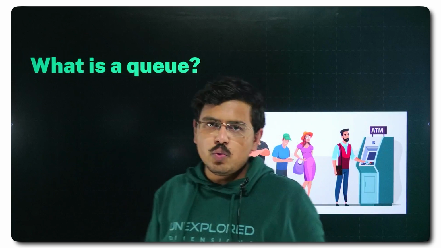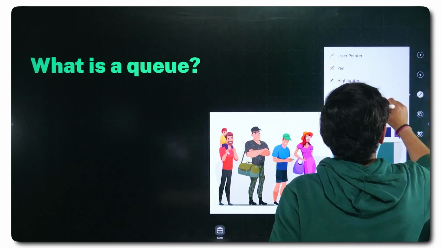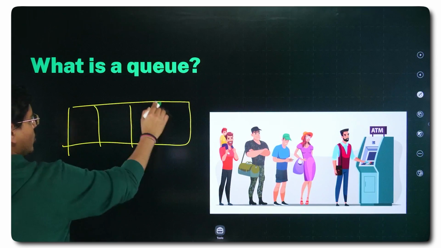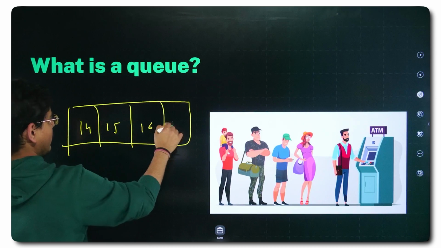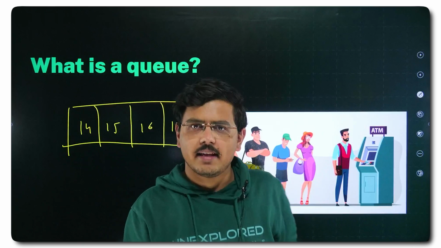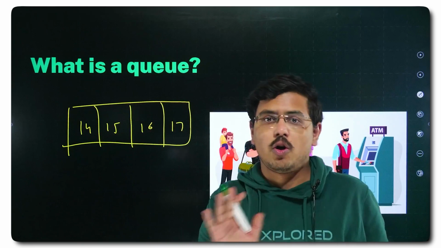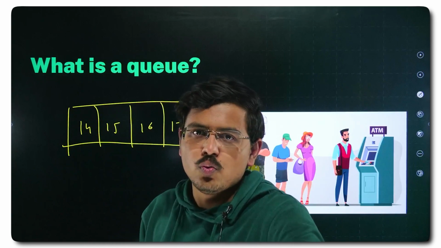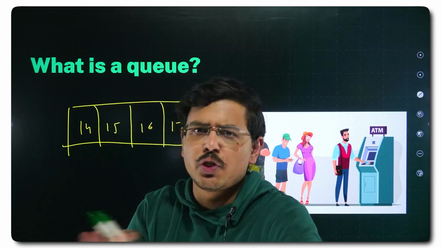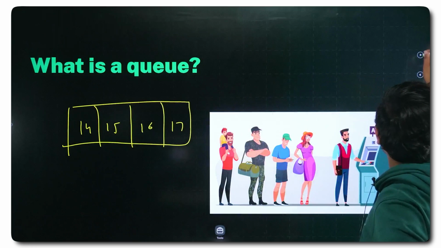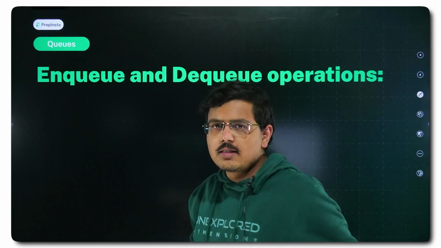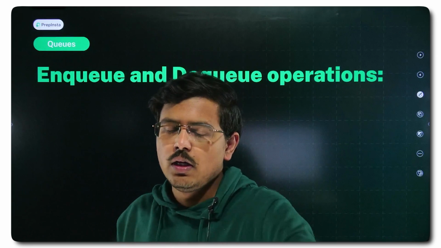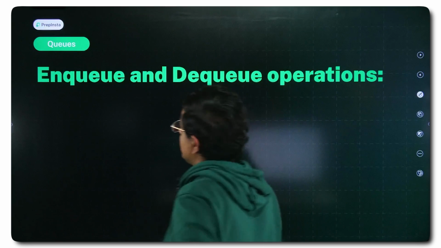Similarly, in the queue data structure, you have certain elements, say 14, 15, 16, 17. You might think that this is an array. However, it is not. Why am I saying so? There are certain key differences in a queue that you will understand right now, and then you'll get absolute clarity on why a queue is different. So let's understand the Enqueue and Dequeue operations, because this will give you better clarity about the queue. Later on, we will understand the principles it operates upon.